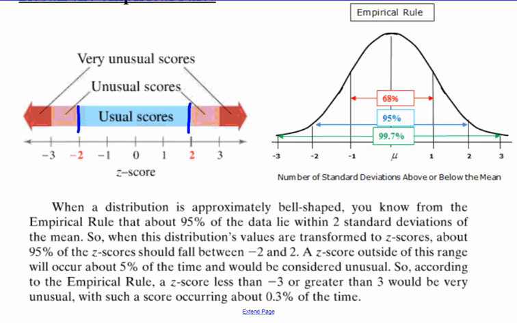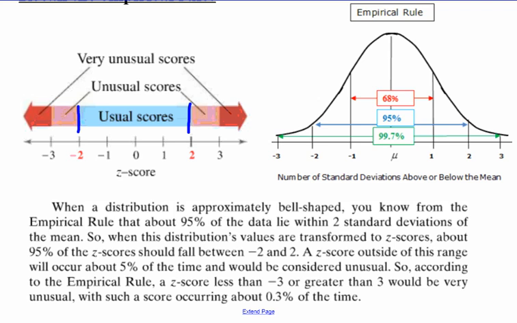So here's the following rule. When a distribution is approximately bell-shaped, you know from the empirical rule that 95% of the data are within 2 standard deviations of the mean. So when this distribution's values are transformed to z-scores, what we did a second ago, 95% of the z-scores should be between -2 and +2, because that's 2 standard deviations below or 2 standard deviations above. A z-score outside of this range will occur only about 5% of the time and would be considered unusual. So according to the empirical rule, a z-score less than -3 or greater than 3 would be very unusual, occurring only about 0.3% of the time.